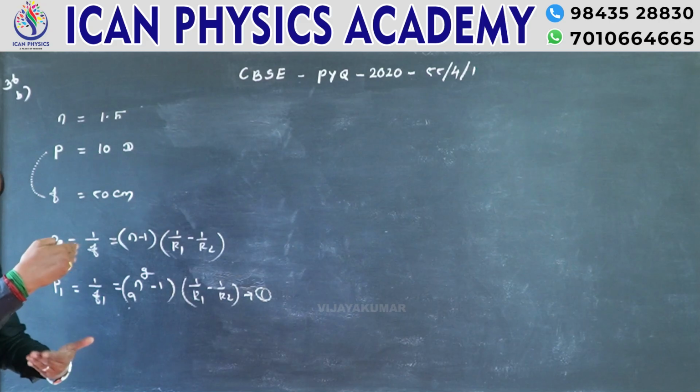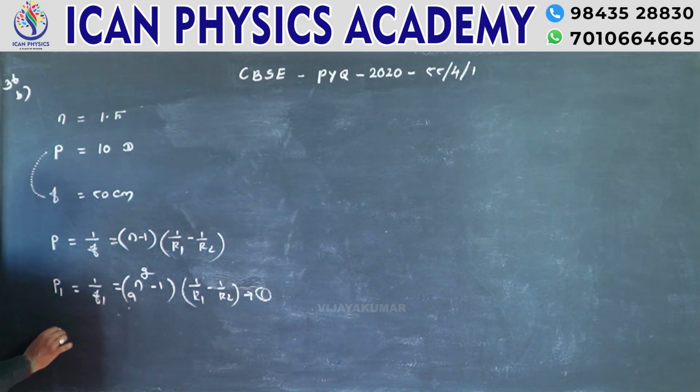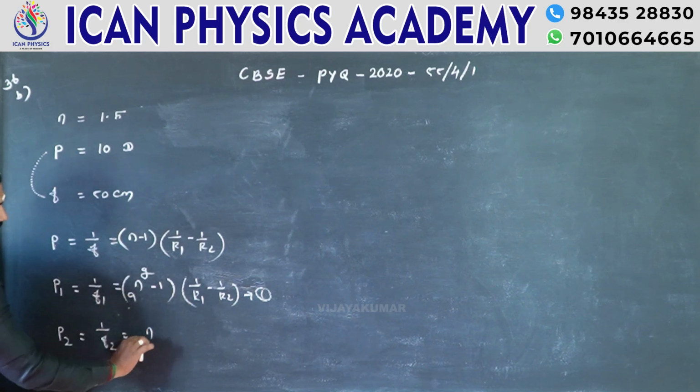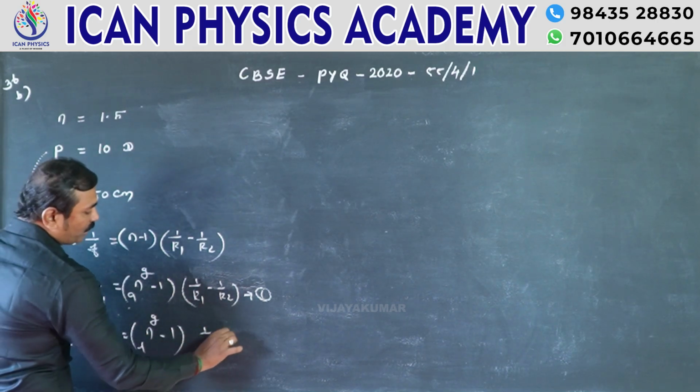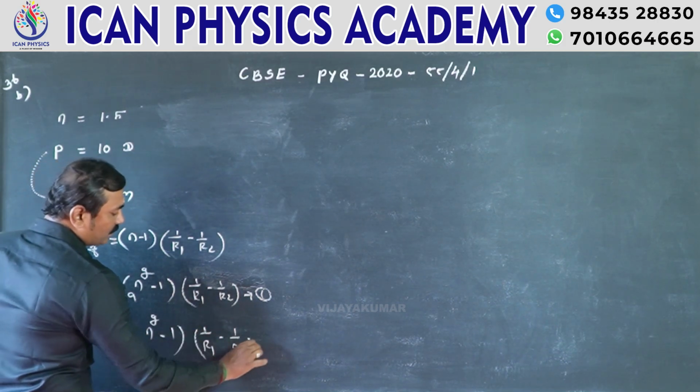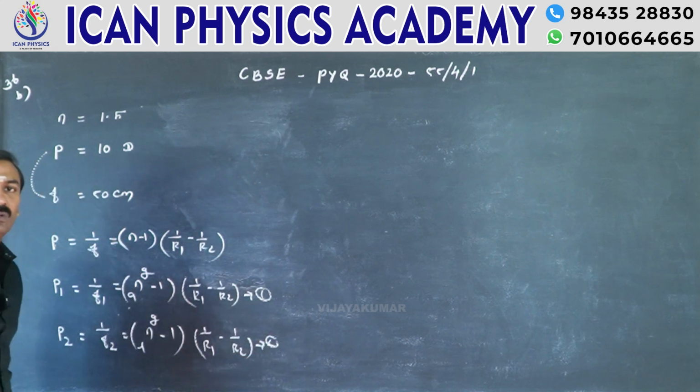When it is kept inside the liquid, the power is changed. P2 equal to 1 by F2 equal to the refractive index of liquid with respect to glass minus 1 into 1 by R1 minus 1 by R2. Now it's taken as equation number 2.